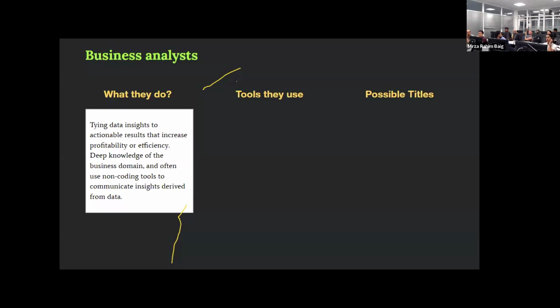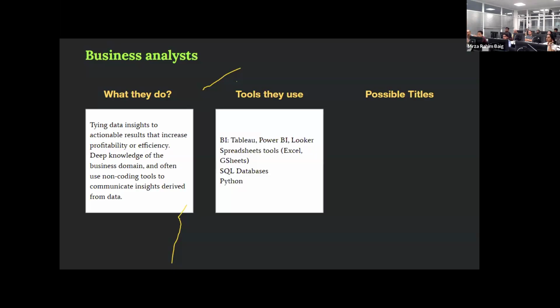So what they're really trying to do is tie data insights into actionable results. That's what everyone's trying to do, but they are a bit closer to the business stakeholder and decision maker, right? So they would give it directly to them. But for all of these things, they need deep knowledge of the business domain, and they'll often use non-coding tools to communicate things, to perform quick analysis and stuff, right? So they're not the most coding of all the job families. They're much closer to business. It's a very interesting role, actually. And you have direct access to the decision makers, right?